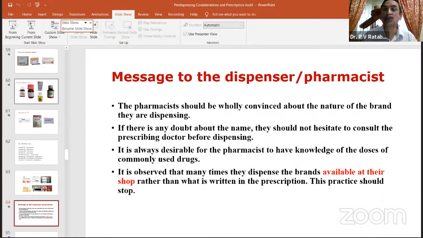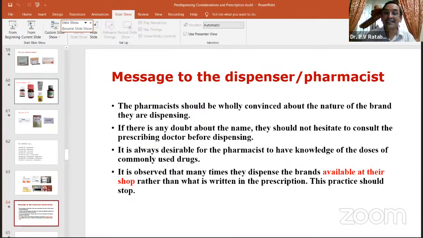So, what is the message to the pharmacist? The pharmacist should be wholly convinced about the nature of the brand they are dispensing. If there is a doubt, they should not hesitate to consult a doctor or their colleague. It is always desirable for the pharmacist to have knowledge of the doses of the commonly used drugs. At least there you can find out from the dose that maybe the doctor is meaning this.